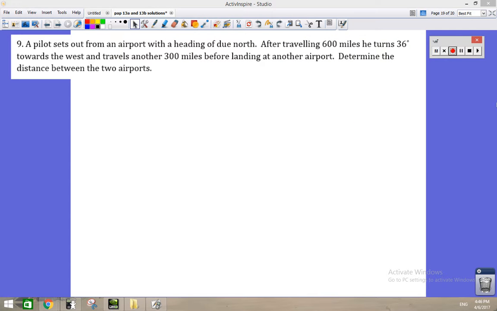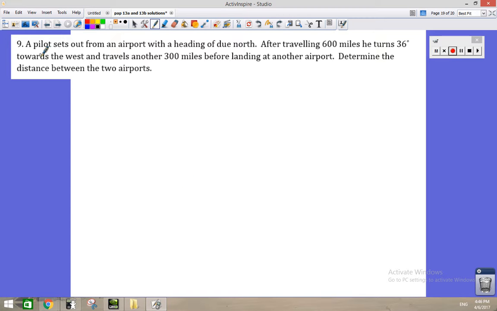Let's take a look at this word problem. It's a little more complicated than our previous word problem. They've given us a triangle, but they've given it to us as a description of a problem. They haven't drawn us a diagram. Alright, let's see if we can make our triangle from these words.